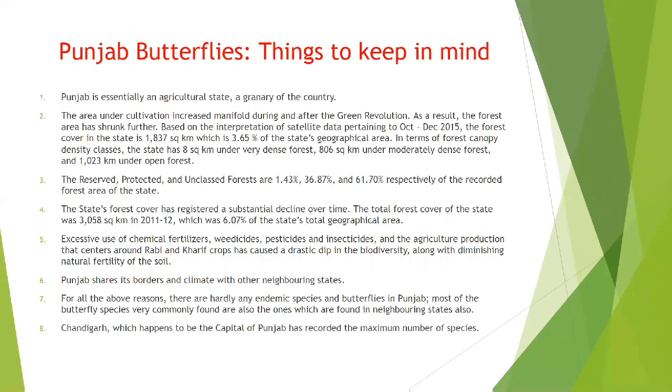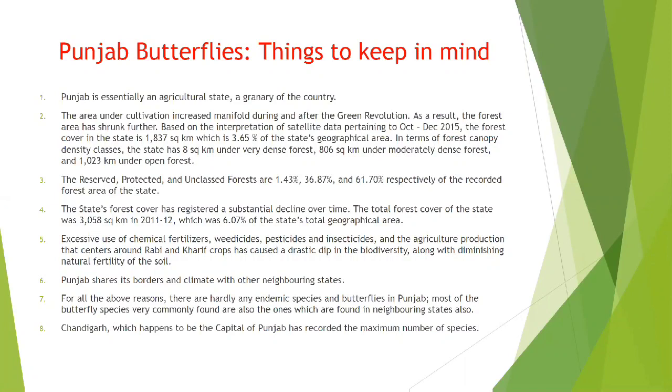Actually, butterflies, some of them, like the large cabbage white, are considered pests because Punjab is essentially an agrarian state, and people are not really very fascinated by the presence of insects, especially in the agricultural areas. And the weeds on which many species of butterflies feed are also not liked by the agriculturists.